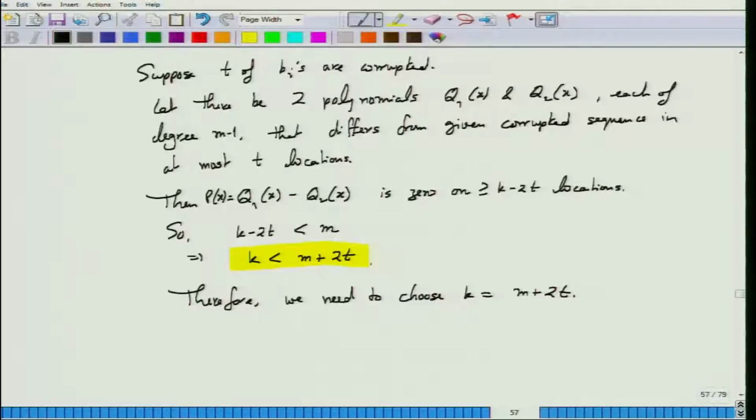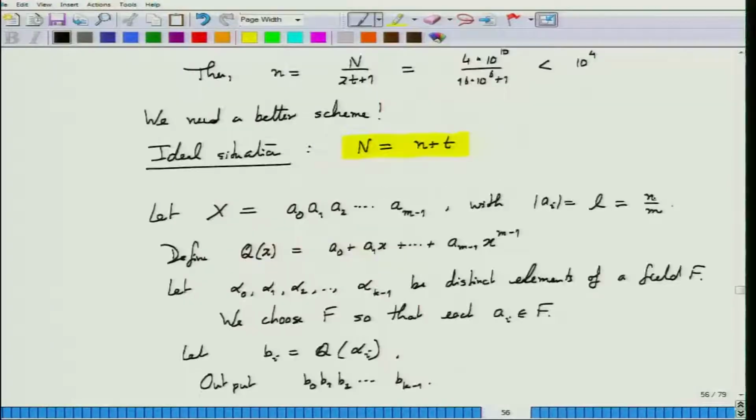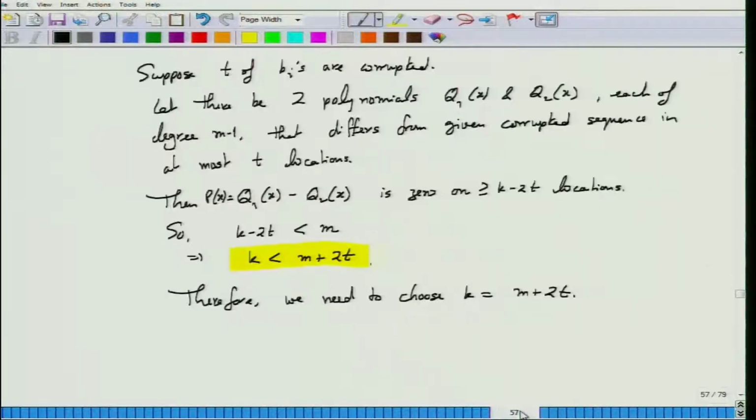Okay. So from this, now let's try to see what is the size blow up that happens. So we started with n bits, if you remember, and in this algorithm we chose m such that m is n by L. L is the length of each a_j. We chopped the message into L bit blocks. And k was the number of points on which we evaluate the polynomial q, which is of degree m minus 1. So let's just put it all together.